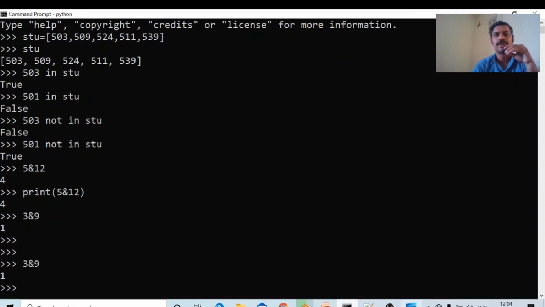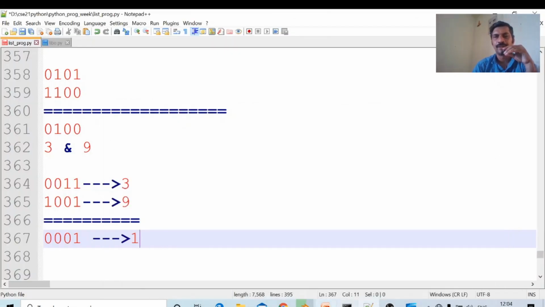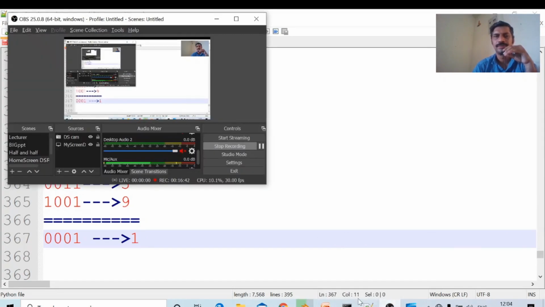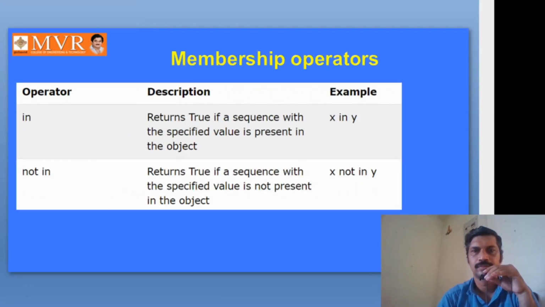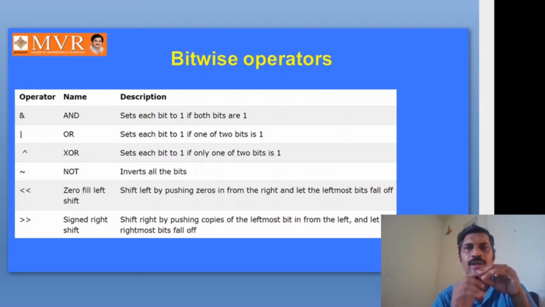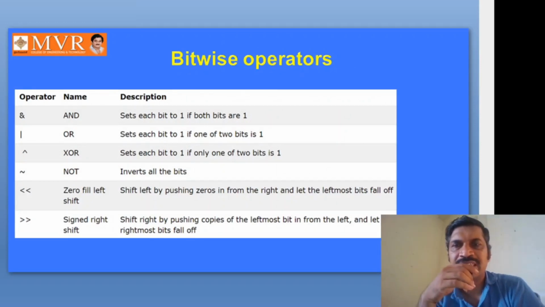Bitwise AND. It performs the AND operation bitwise. AND operation: sets each bit to 1 if both bits are 1.